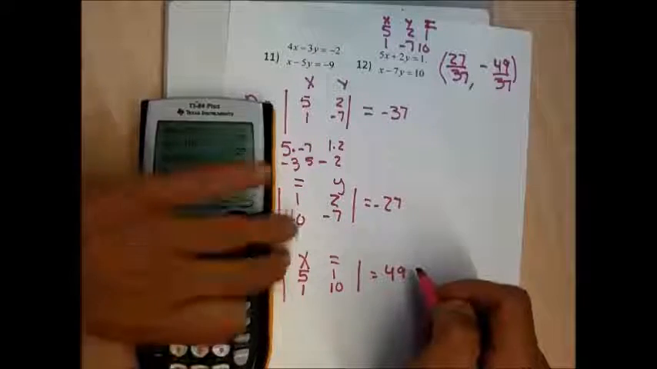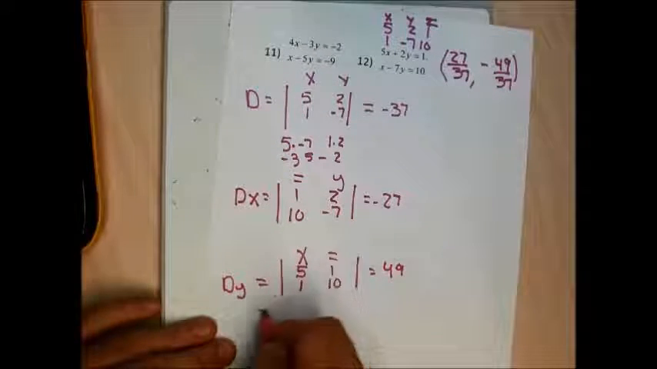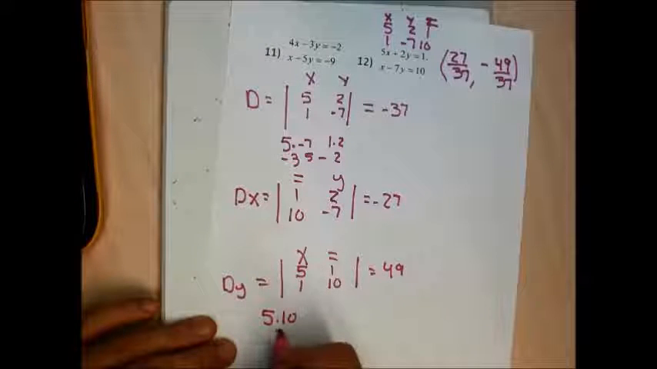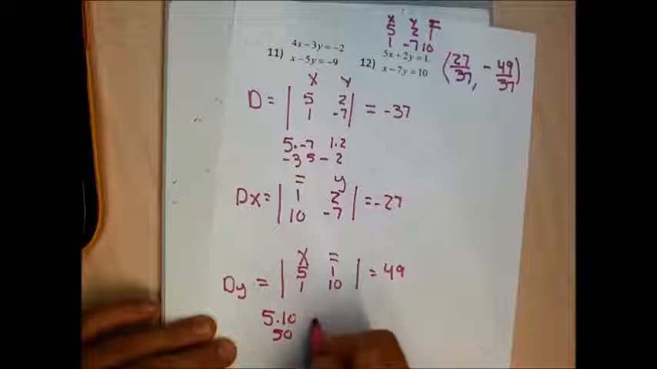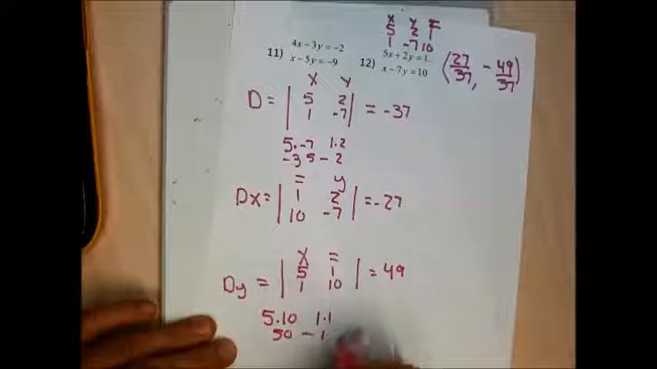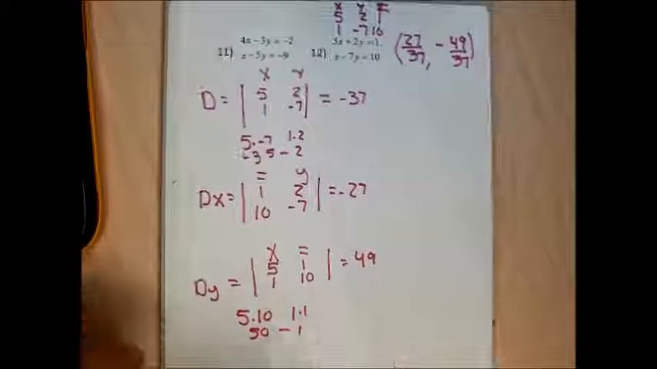Certainly could do that by hand. Multiplying down, I'd go 5 times 10, which is 50. Multiplying up, I'd go 1 times 1, which is 1. I subtract 50 minus 1 and get 49.